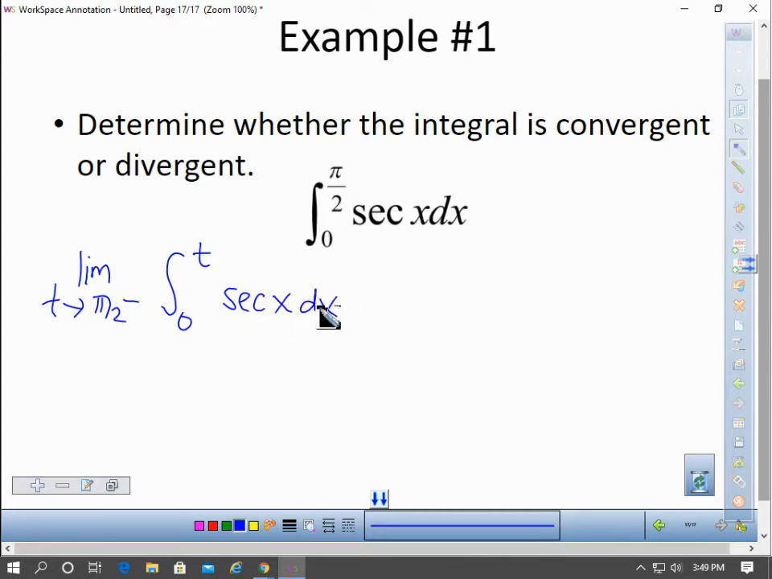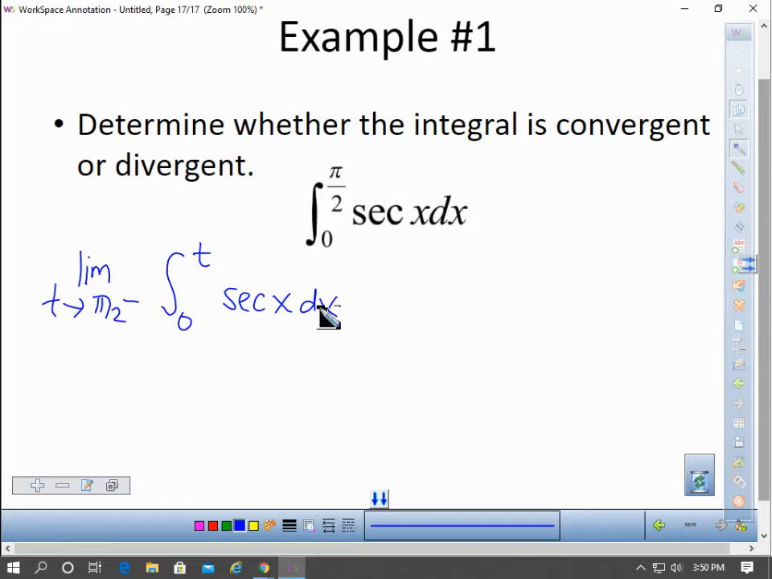And that's all I've got to do so far. I've got to just replace the pi over 2 with a t, because if you try to put secant of pi over 2 in the calculator, you're going to get an error. So it has a discontinuity at pi over 2. So we have to replace the pi over 2 with a t, and we're going to approach that from the left side because that's the right-hand side of our interval.